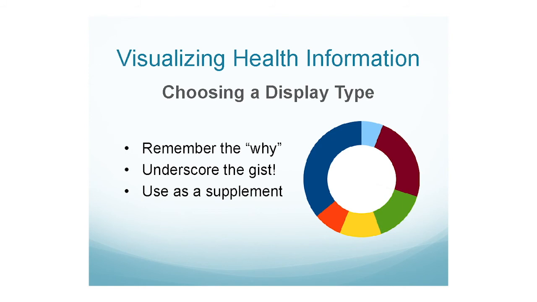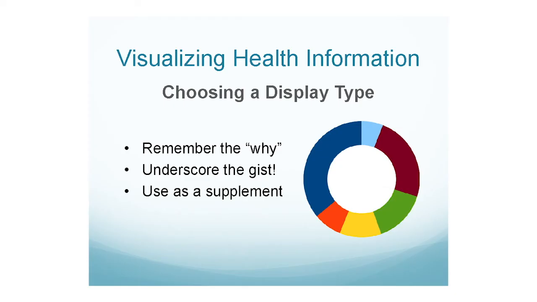When choosing a display type, remember the why. Why are you trying to do it? And underscore the gist that you're trying to get across. If you're just trying to get across that they need to lose weight, then that should be the gist of it, not going into all kinds of complicated statistics and those types of things. And use it as a supplement, not as a standalone.